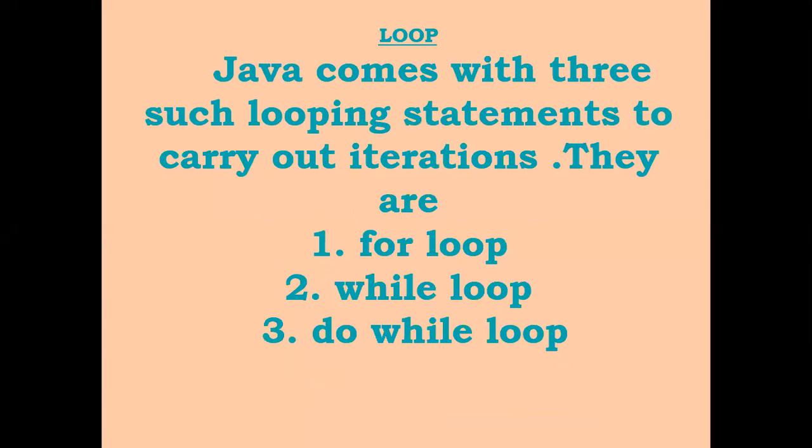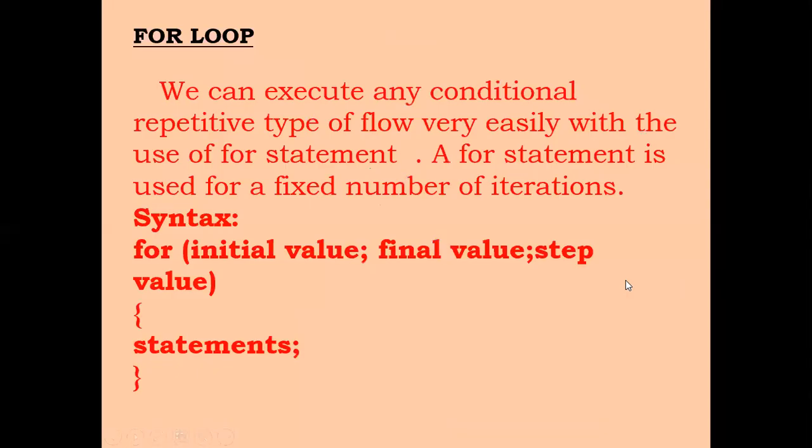Now, when we talk about Java, Java contains three basic loops: the for loop, while loop, and do while loop. So we'll be discussing the basic features of all these three loops. First, the for loop. The for loop is basically used for a known number of iterations, and it is used for a fixed number of times. We know 10 times, 20 times, how many times the loop will execute.